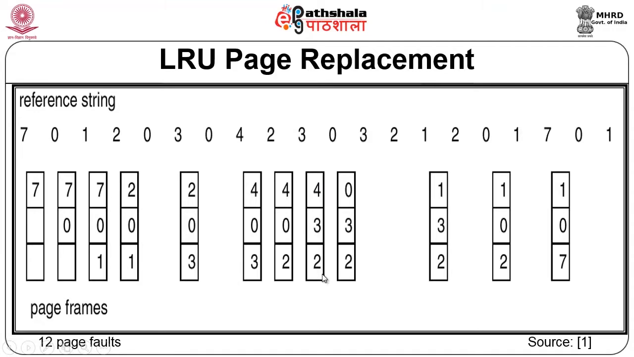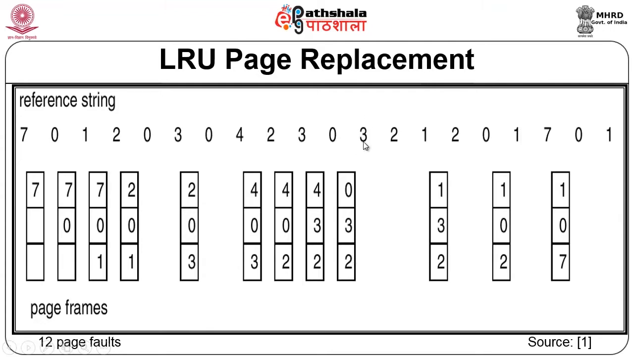So, 4, 3 and 2. The next reference is to page 0. The recently used was 3 and before that 2 was used, and 4 is the least recently used and hence 4 is chosen and 0 is brought inside. You have 0, 3 and 2.